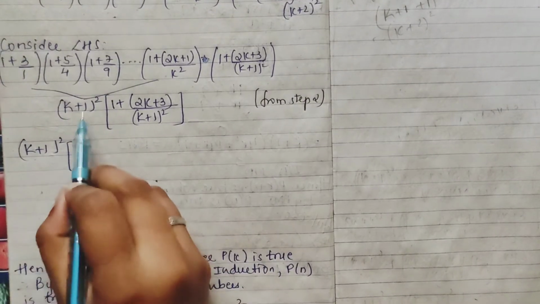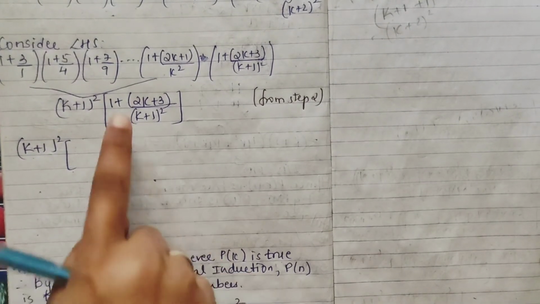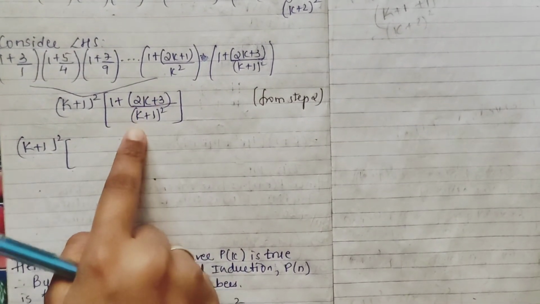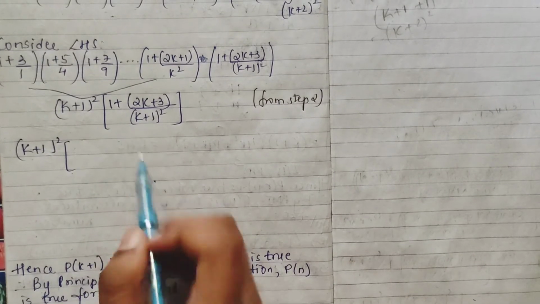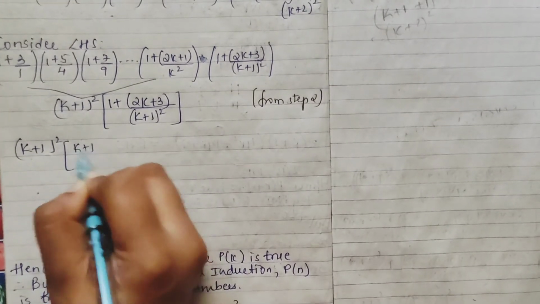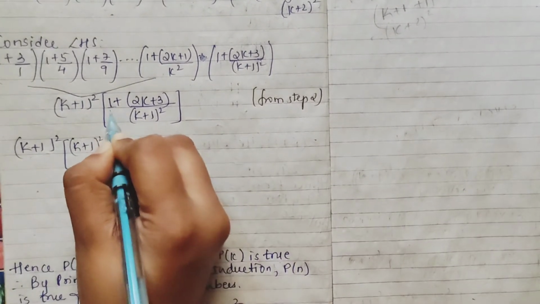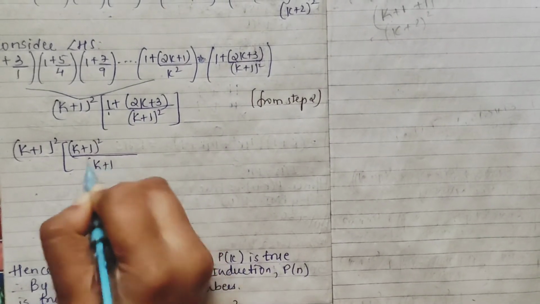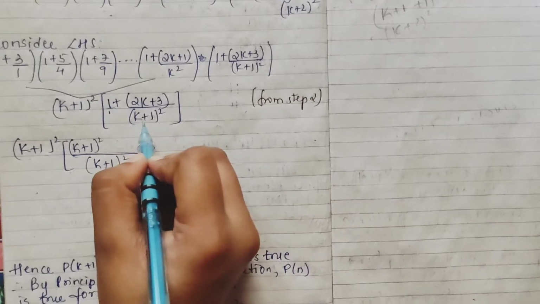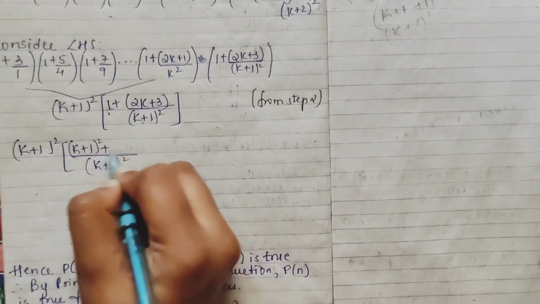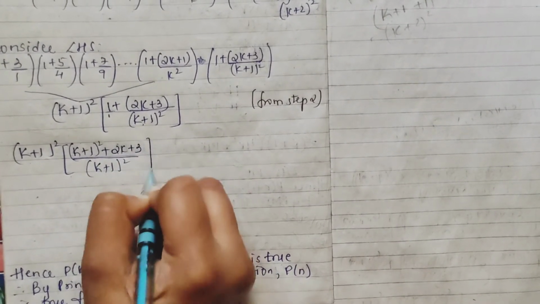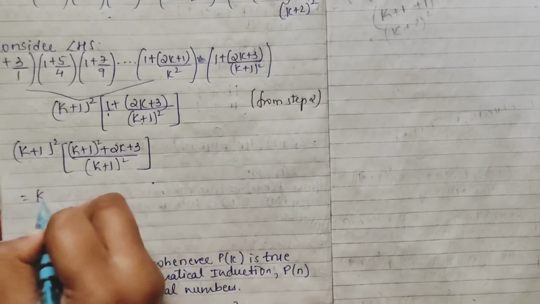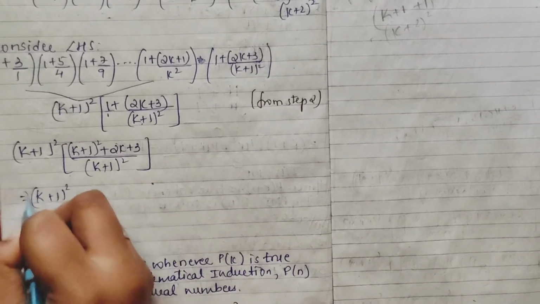So next will be what? (k plus 1) square kept here. Here you see 1 plus (2k plus 3) whole divided by (k plus 1) square. So we can take LCM, right? So LCM becomes (k plus 1) square, because here it is 1, nothing, and (k plus 1) the whole square becomes your LCM. So here you have to multiply (k plus 1) the whole square, and again you have 2k plus 3, which is equal to (k plus 1) square.